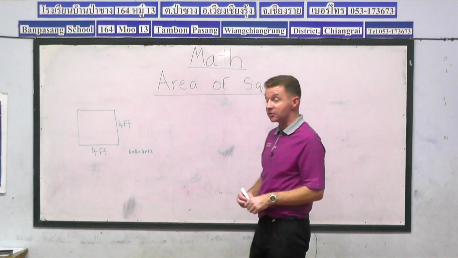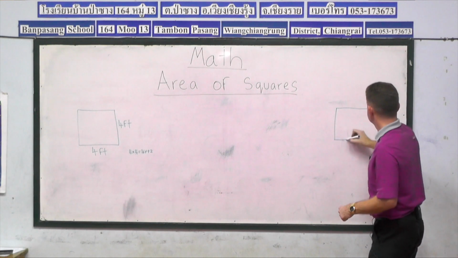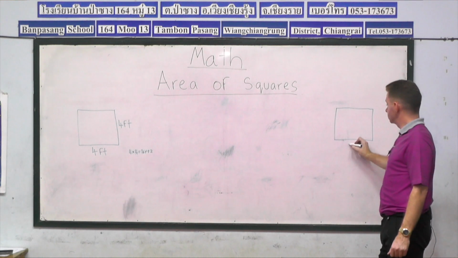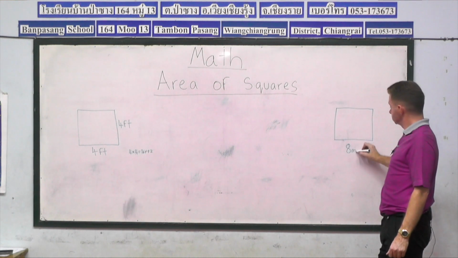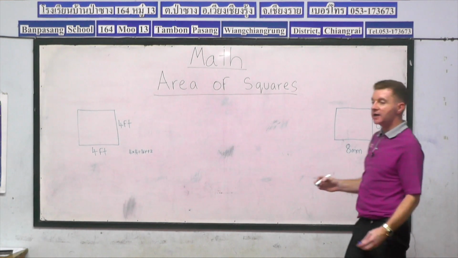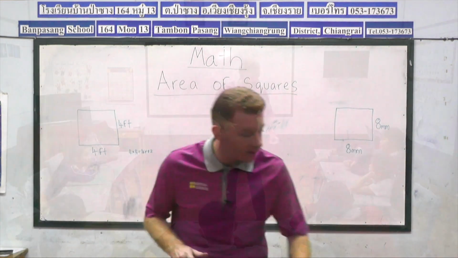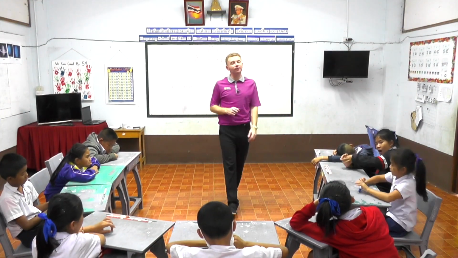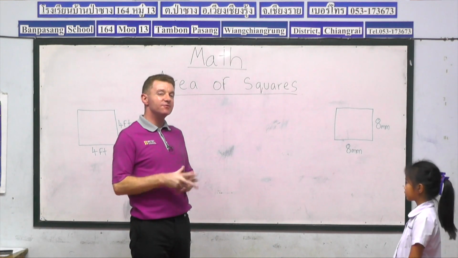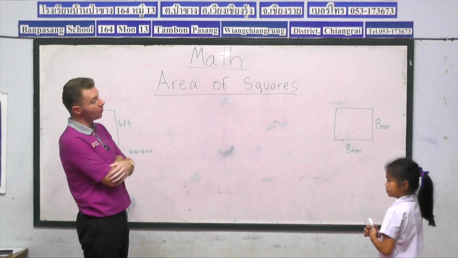But first of all, we need a new square. So let's have a square over this side now. And this time we'll use a different unit of measurement. We will say the sides of our square now are 8 millimeters. So let's see who can work out the area of this square. Prel, come and join me at the front of class, please. Okay, so we've got a square with sides of 8 millimeters on every side. Can you demonstrate, Prel, how can we get the area of this square?